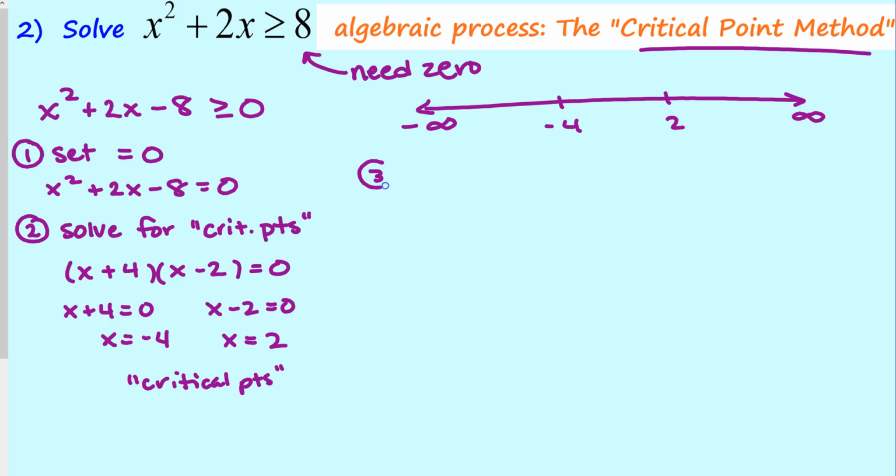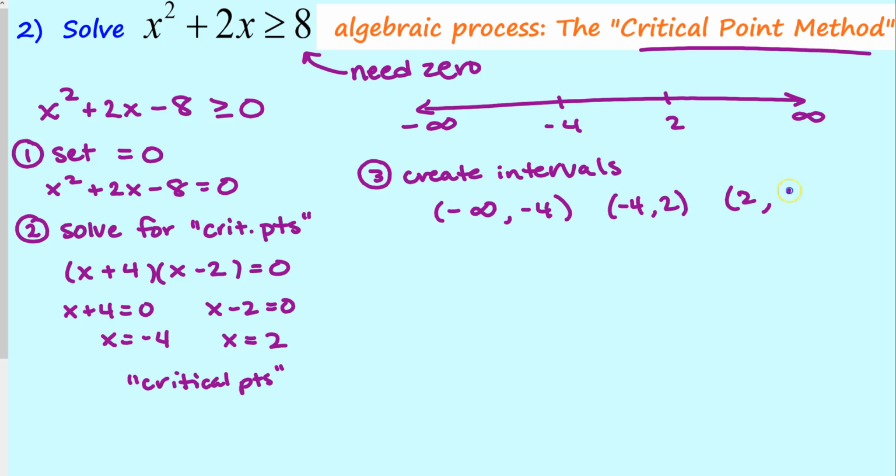So step 3 is to create intervals. So we have an interval from negative infinity to negative 4. We have an interval from negative 4 to 2. And we have an interval from 2 to infinity. So what we're going to do with these intervals is we're going to pick a point in each interval and test it to see if we get a positive or negative for our inequality. So I'm going to write that step 4 down here. Test a point in each interval.